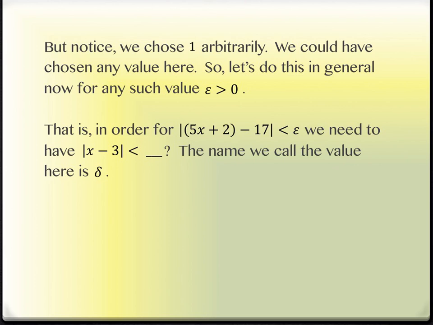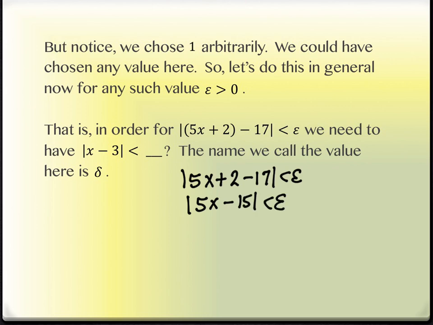So this 5x plus 2 can still have minus the 17, but it's less than epsilon. I can still combine it, 5x minus 15. I can still bring out the 5. And I can still divide by the 5. So over here, instead of it saying x minus 3 is less than 1/5, it's going to say x minus 3 is less than epsilon over 5.